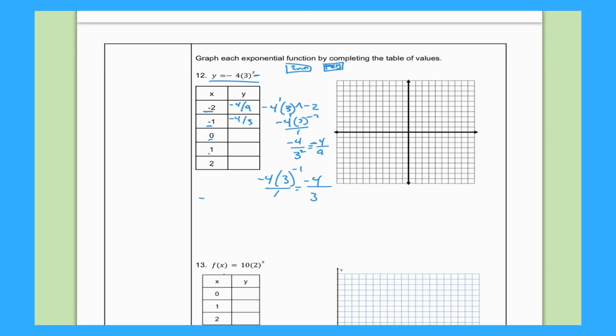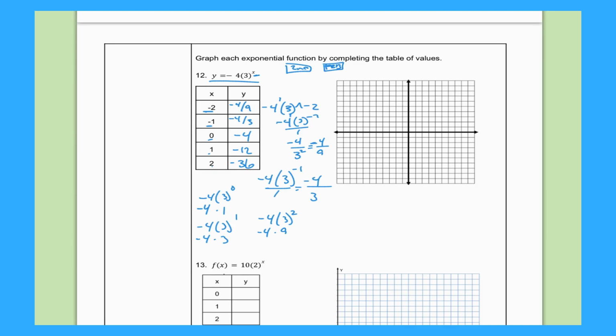And then the next one, -4 times 3 to the 0. But anything to the 0 power is just 1. And -4 times 1 is -4. -4 times 3 to the first. 3 to the first power is just 3. And -4 times 3 is -12. And then the last one, -4 times 3 to the second power. 3 to the second power is 9. And -4 times 9 is -36. And again, you could solve this by hand like I did, or you can just put them in the calculator each time. Just make sure you're putting that 3 in parentheses in the calculator.